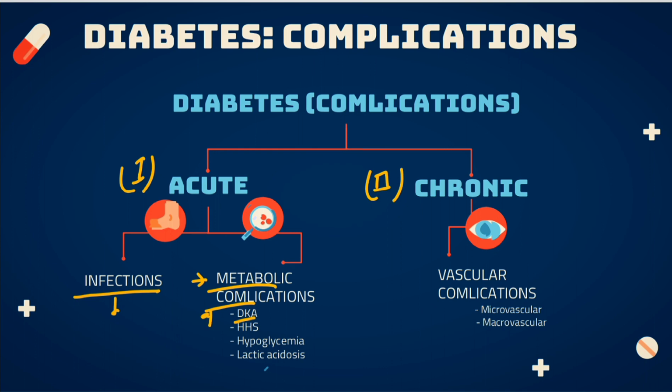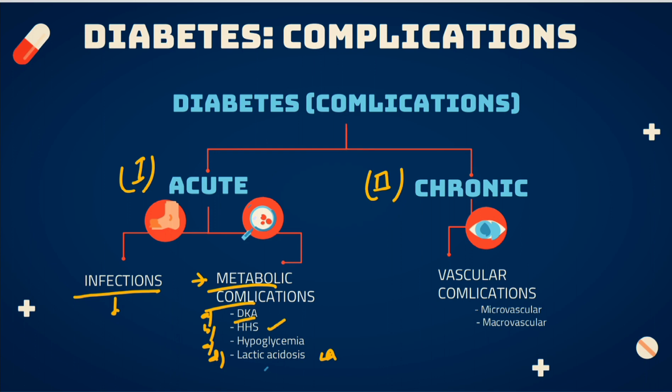Apart from this diabetic ketoacidosis, we have some other metabolic complications like HHS, that is hyperosmolar hyperglycemic state. Third one is hypoglycemia. Fourth one is lactic acidosis.